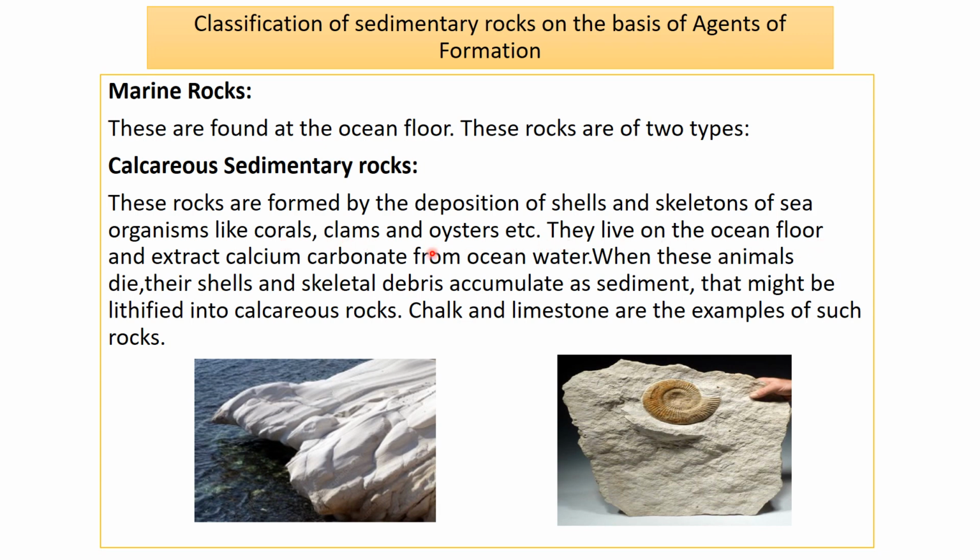They live on the ocean floor and extract calcium carbonate from ocean water. When these animals die, their shells and skeletal debris accumulate as sediment that might be lithified into calcareous rocks. Chalk and limestone are the examples of such rocks. The biological origin of these rocks is often revealed in the presence of fossils, as you can see in this picture. Here you can see a fossil of a marine creature very clearly in this picture of chalk.